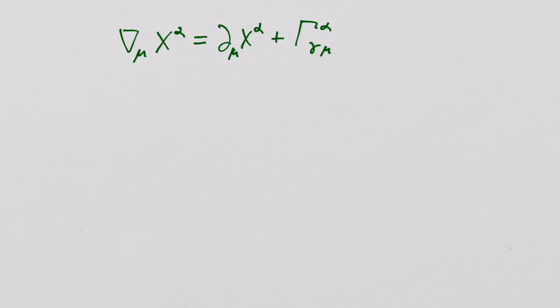Gamma^alpha_{gamma mu} times X^gamma. We're going to sum over gamma. And that is the covariant derivative of the components of a vector field. This is the vector field, and I'm no longer going to point out that X^alpha is a function of x. It is a vector field.